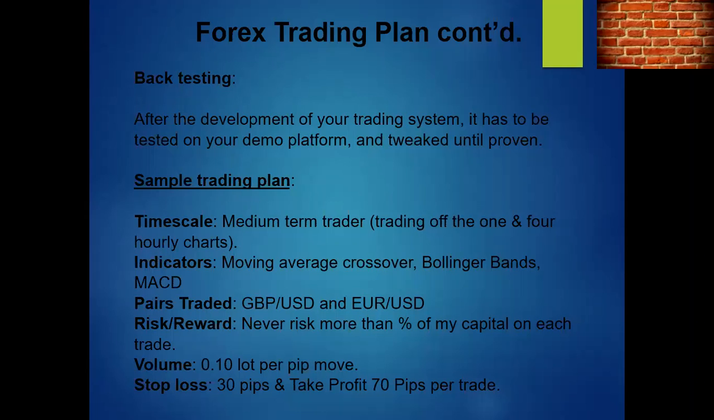Volume 0.10 lots per pip move, which is saying $1 per pip move, if that's what I'm going to be trading. But on a micro trading account with $100, that would be 0.01 lots per pip move, which is 10 cents per pip move. So this is just a sample trading plan where I could also say I'm going to make my stop loss 30 pips per trade and I'll take profit at 70 pips per trade.